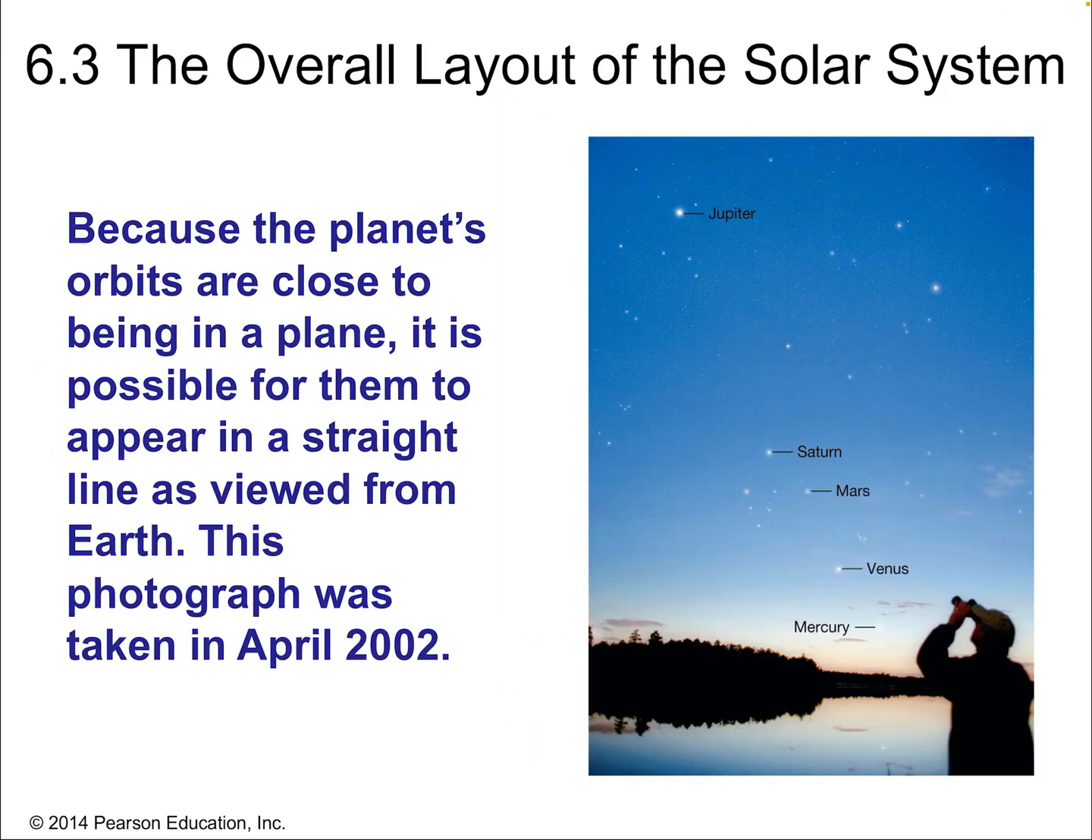Because the planets' orbits are close to being in a plane, as we just mentioned, it is possible for them to appear in a straight line as viewed from Earth, right? So if you look into the sky, you can really see that straight line that connects the planets. It makes it easy if you see a bright star and suspect that it might be a planet, because often the brightest star you see in the night sky is not in fact a star, but is in fact a planet.